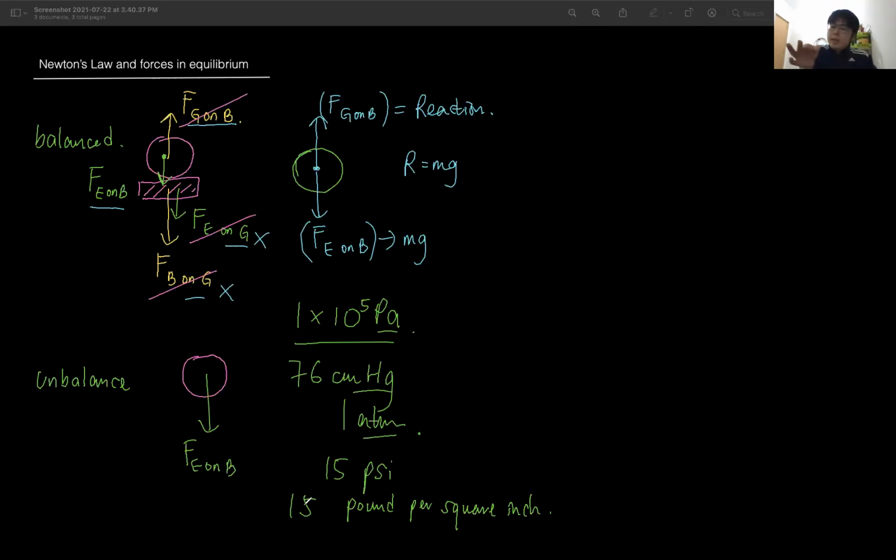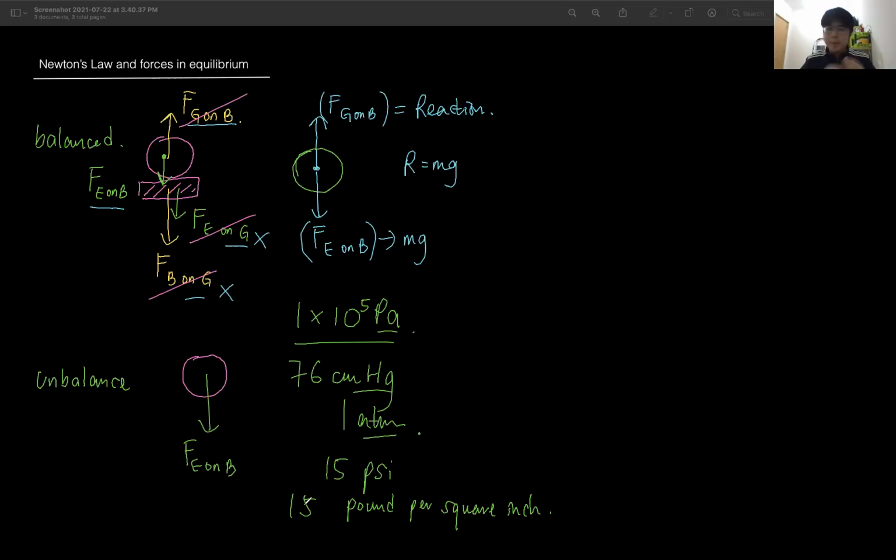So every 1 square inch, there's 15 pounds of air sitting on top of it, pressing it. So if you lie down on the ground, what is the surface area of your body? 15 pounds, 15 pounds, all of that adds up. It becomes a very huge amount of force acting on you. But the question is, how come you don't feel it?